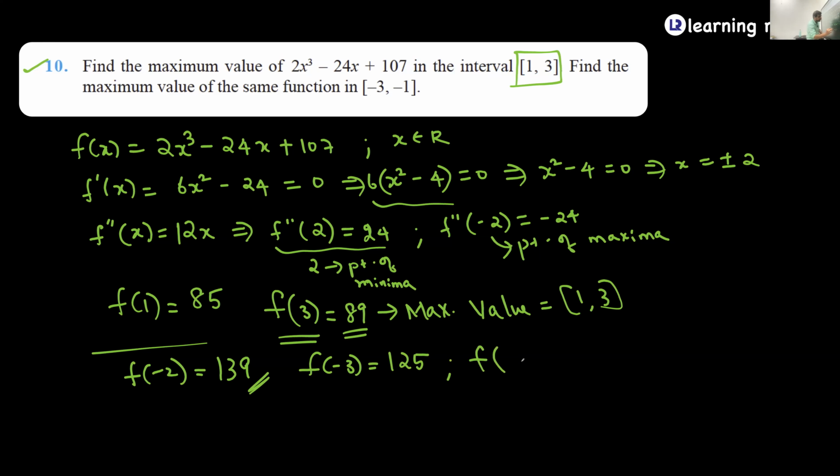And what is f of minus 1? f of minus 1 is minus 2 plus 24. So it is 22. 22 plus 107, 129. Okay. So here if you observe, f of minus 2 is 139, f of minus 3 is 125, and f of minus 1 is 129. So what will be the answer? This will be the maximum value. And where is it occurring? At minus 2. Just to verify it.